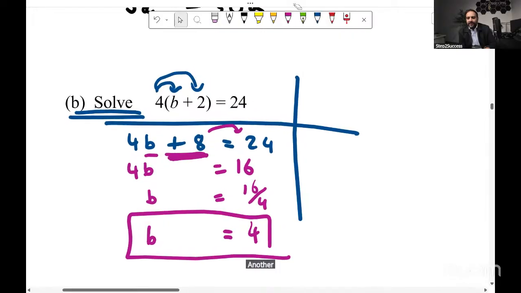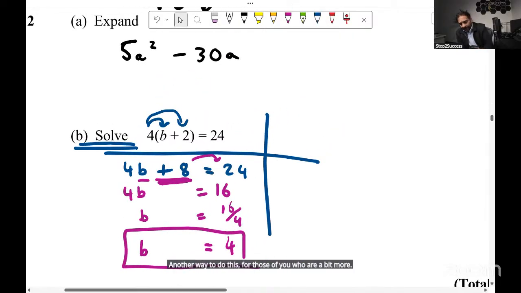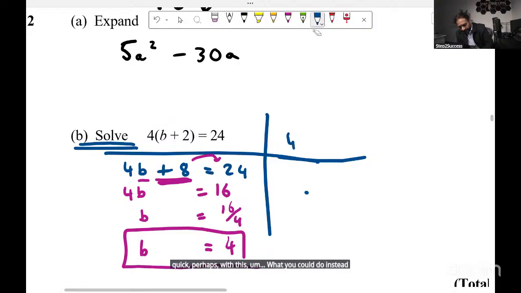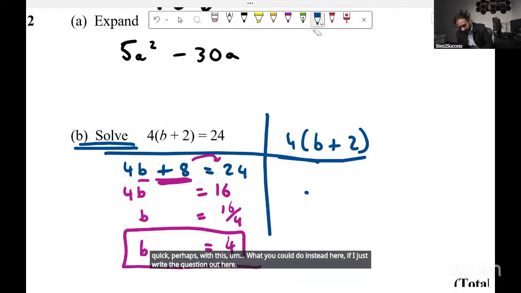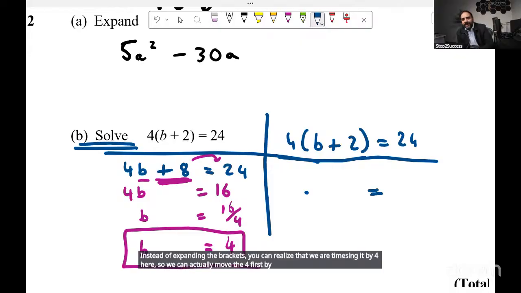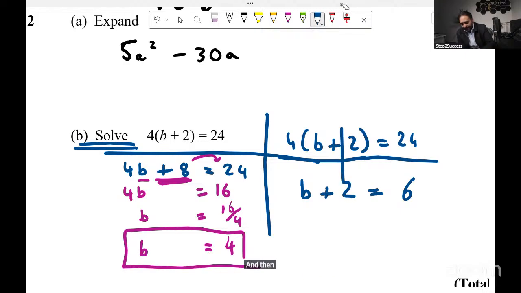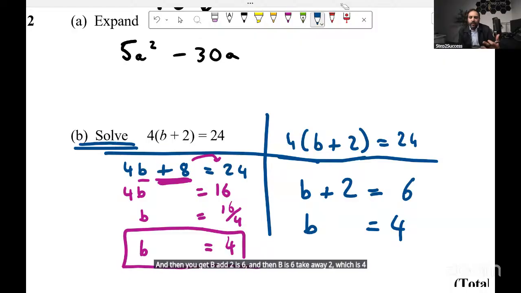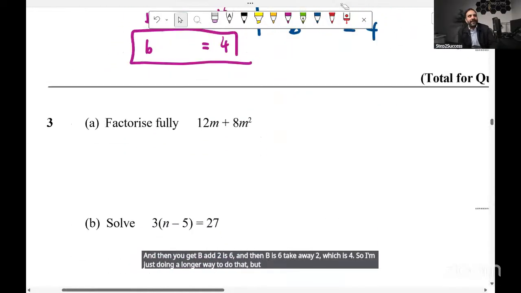Another way to do this, for those of you who are a bit more quick perhaps with this, what you could do instead here, if I just write the question out here, instead of expanding the brackets, you can realize that we are timesing it by 4 here. So we can actually move the 4 first by dividing it. 24 divided by 4 is 6. And then you get b add 2 is 6. And then b is 6 take away 2, which is 4. So I'm just doing a longer way to do that. But that really wasn't the topic we were doing today.